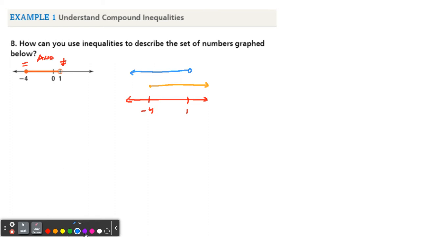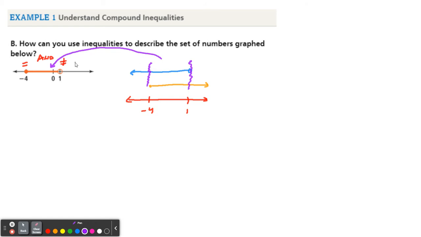But notice where they overlap. These two inequalities overlap right here and here. So that is why the compound inequality for these two inequalities is the middle section right there. Because these two, instead of going in opposite directions like the or, these two inequalities go towards each other and overlap in the middle somewhere.